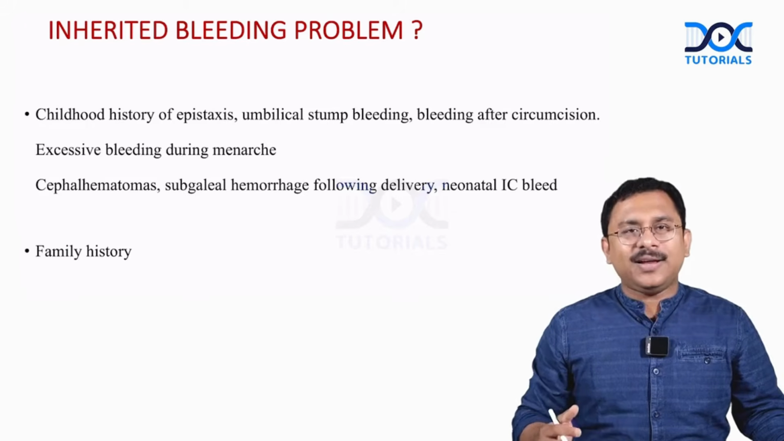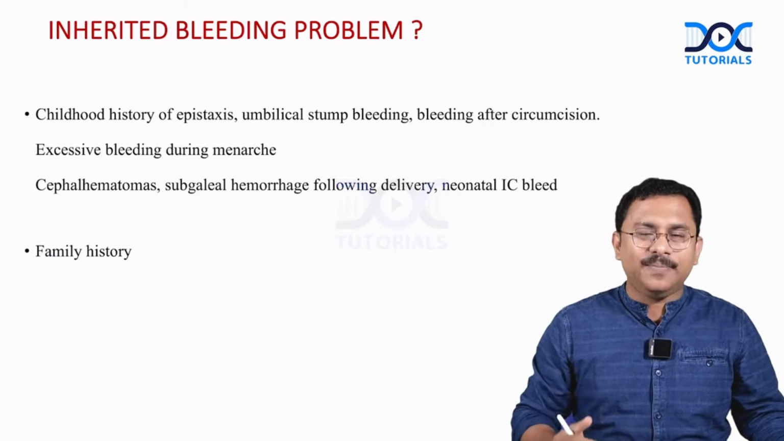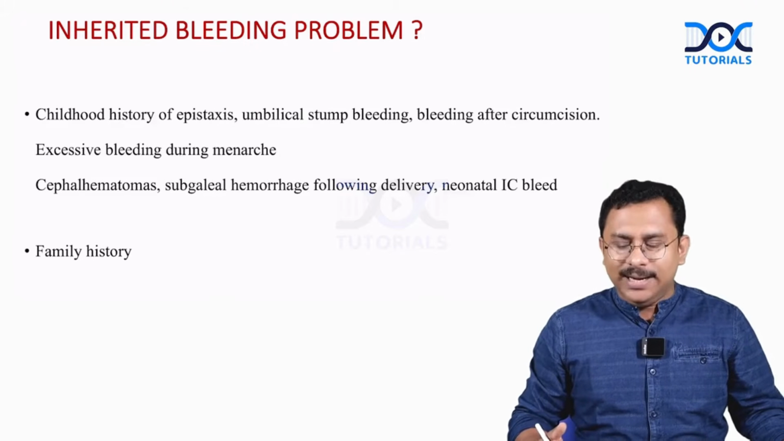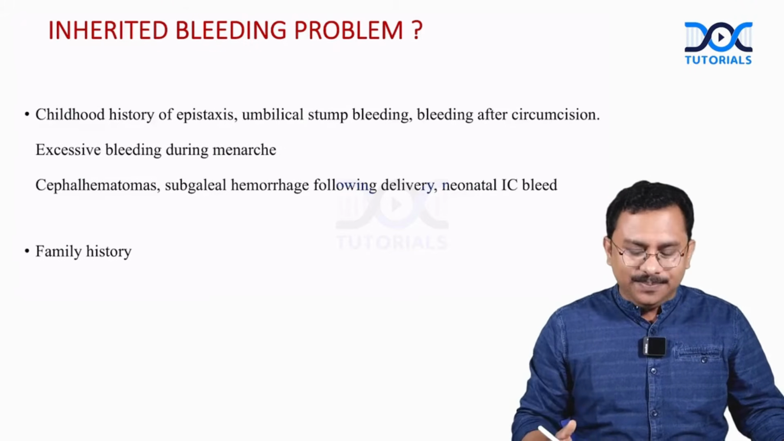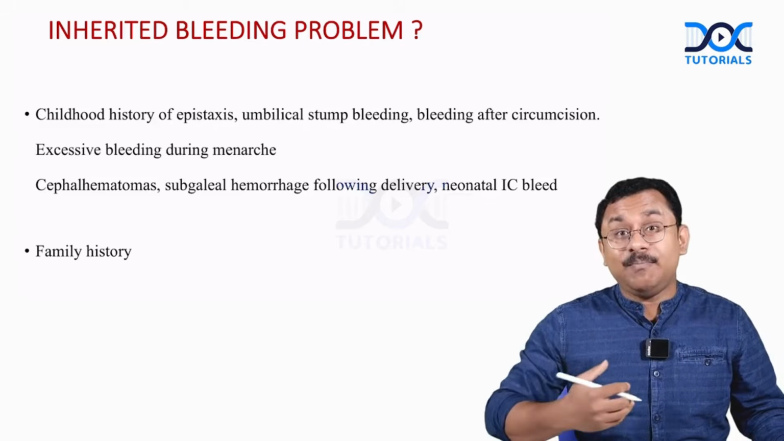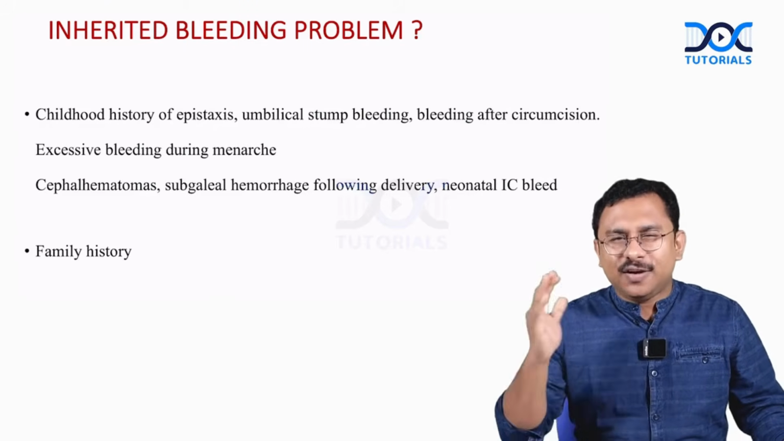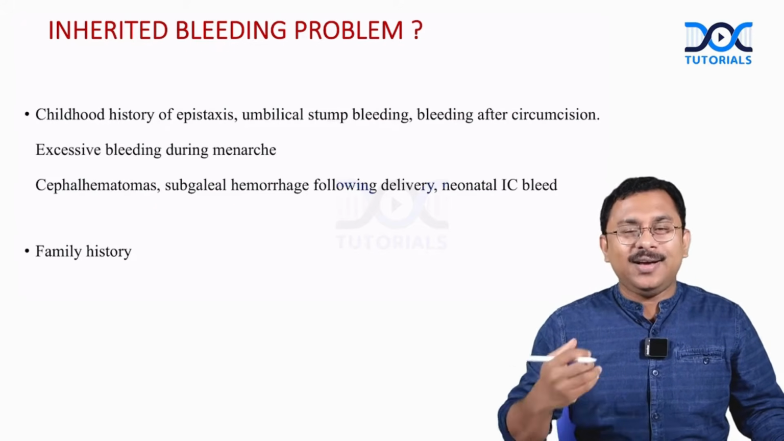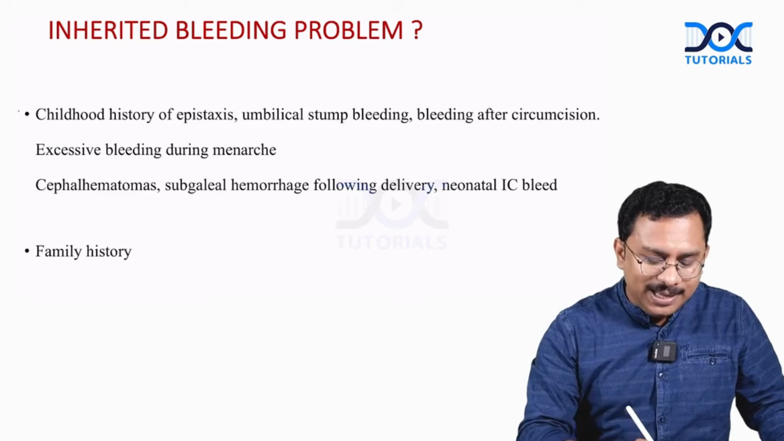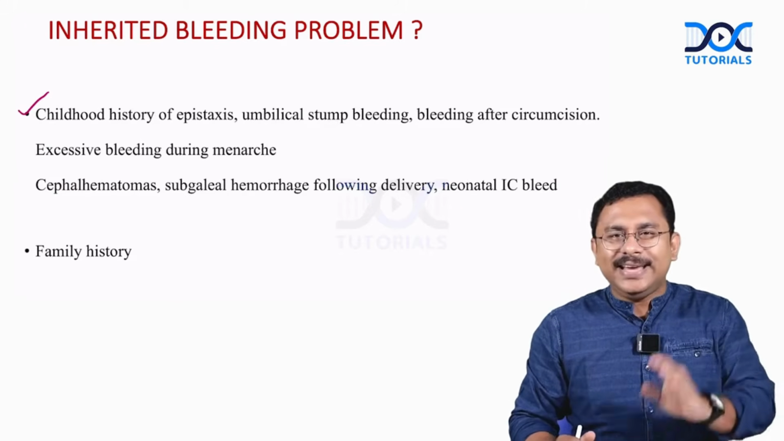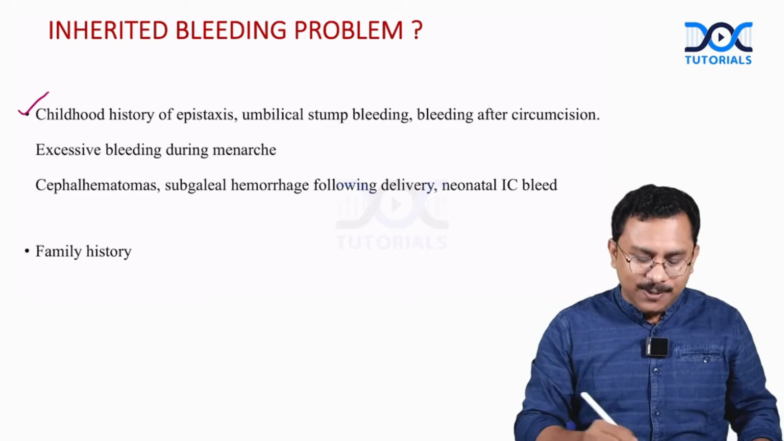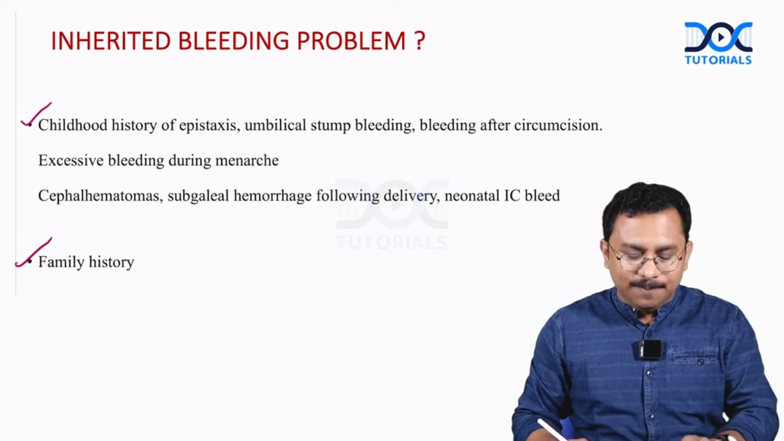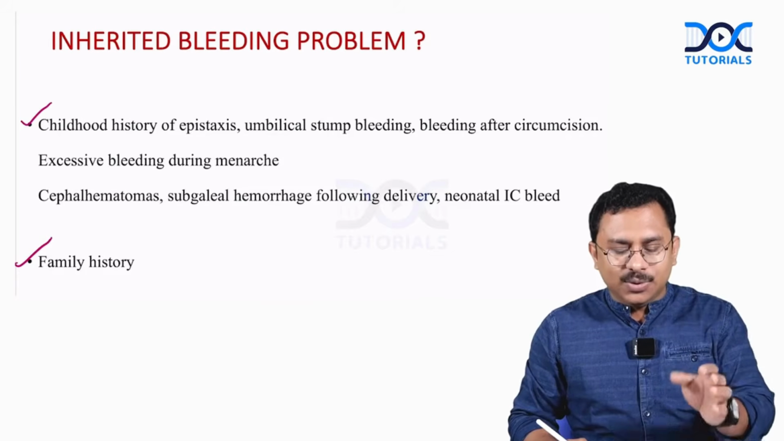If you have got in the question any sort of childhood history of epistaxis or umbilical stump bleed or bleeding after circumcision, then excessive bleeding during menarche, or a history of cephalhematomas or subgaleal hemorrhage following delivery, or a history of neonatal IC bleed, if anything of that sort is mentioned, it is likely to be an inherited bleeding disorder. Family history is also important in a case with bleeding disorder. That can definitely help you solve MCQs as well.